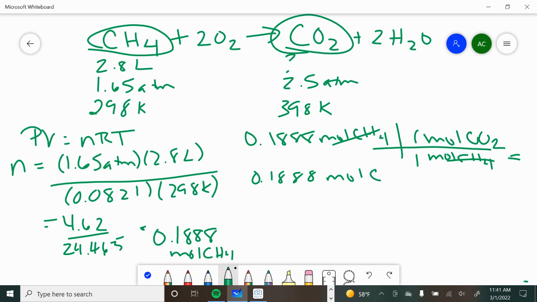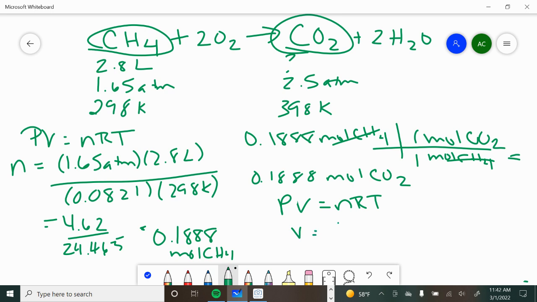So what am I going to do now? I have moles of CO2, but I'm looking for volume of CO2. And I have pressure and I have temperature. So what am I going to do? Plug it back into that ideal gas law again, using my new conditions, and find volume. So wait a minute. Let's do it this way. Never mind. That's too confusing.